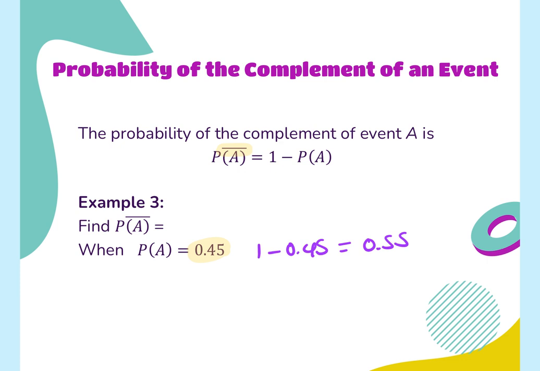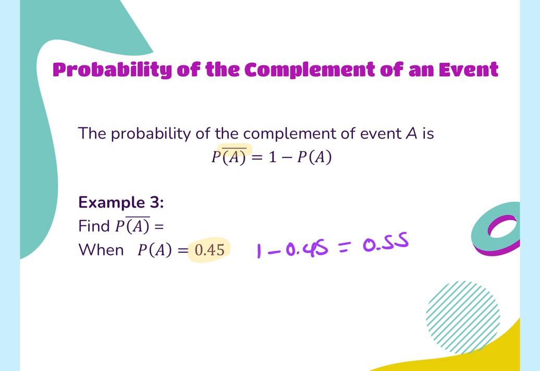Yeah? I thought it'd be 1.45. So it'd be 1 minus 0.45. The complement you're looking for here. So if the probability is 0.45, then the complement to that would be 1 minus that, which is 0.55.